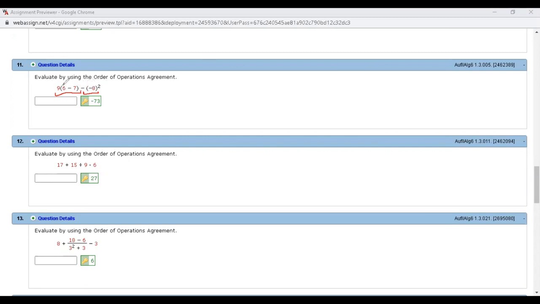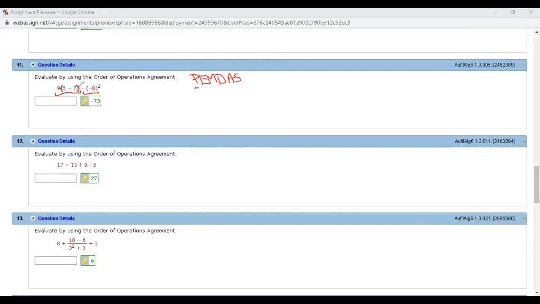Oh, and we have parentheses, okay? So we got a lot going on. So let's write out our steps. We got PEMDAS. Okay, so first with the P, let's do the parentheses.